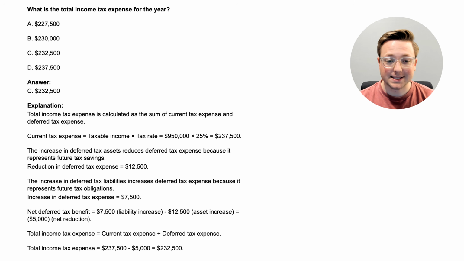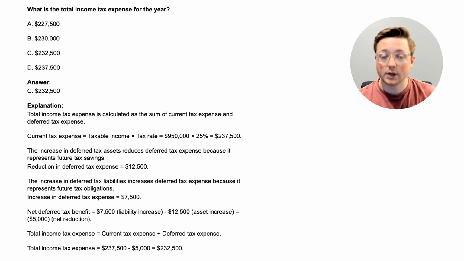All right, here we are. The answer is C, $232,500. That is the total income tax expense. So this is a little bit different than just a deferred tax asset or liability. This is taking into account the current income tax expense, and this is something that we covered in the previous video. So this question's kind of building on the previous video.